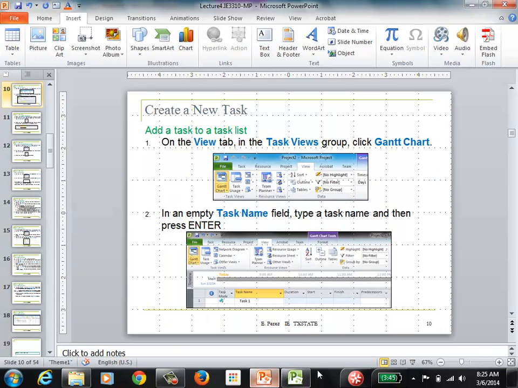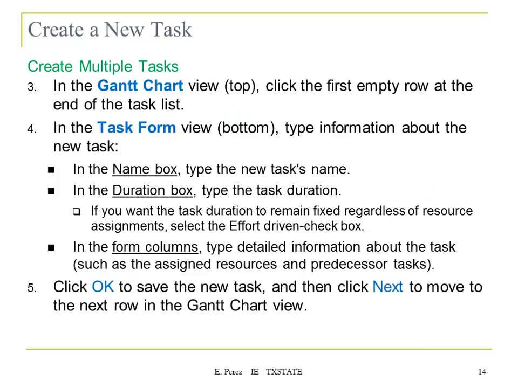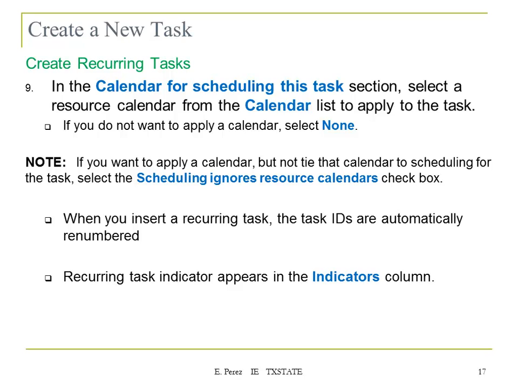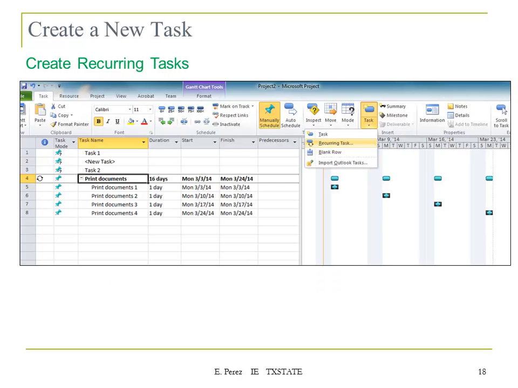So a couple of things about recurrent tasks. If you want to apply a calendar but not tie the calendar to the scheduling for the task, select the scheduling ignore resources calendars checkbox, and this will make more sense when we define the resources. When you insert a recurring task, the task IDs are automatically renumbered. A recurring task indicator appears in the indicator column, which is the indicator that I showed you in the first column of the Gantt chart window.